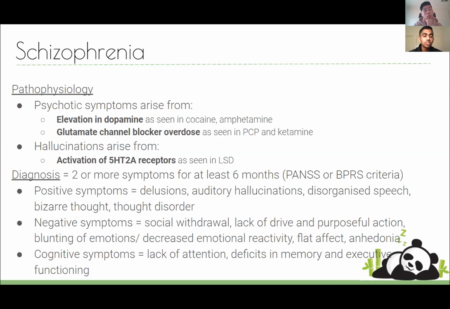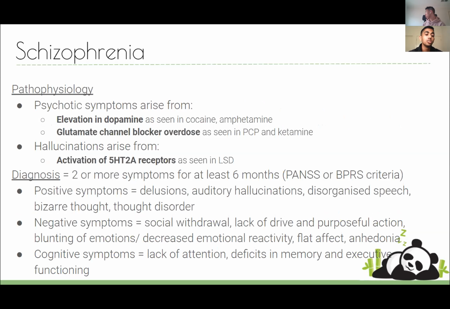Pathophysiology is mainly to do with elevation in dopamine. So it's a little bit the opposite of Parkinson's, where you have not enough dopamine. And how our drugs work, we're going to talk about Parkinsonism as well. So that's mainly to do with our psychotic symptoms. And then hallucinations are to do with our serotonin receptors, as seen in LSD. It's based on clinical diagnosis, based on positive symptoms, negative symptoms, and cognitive symptoms.